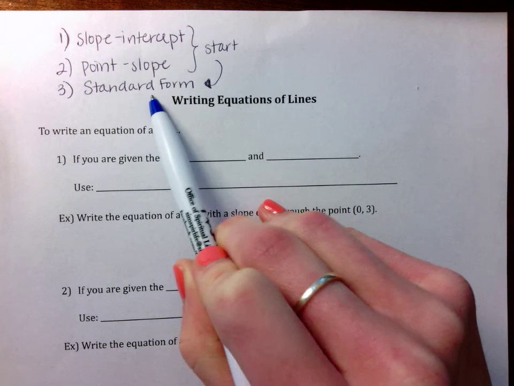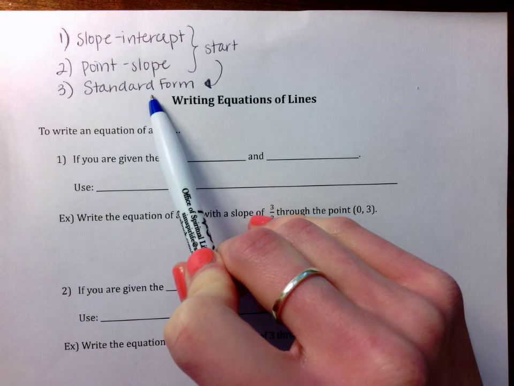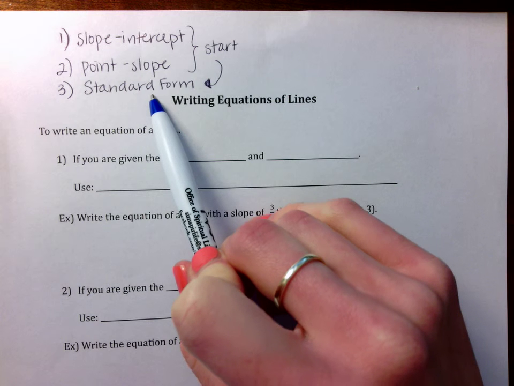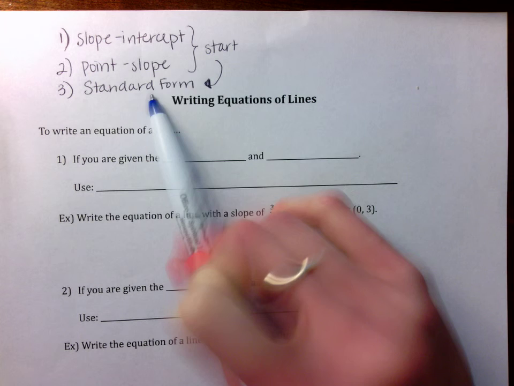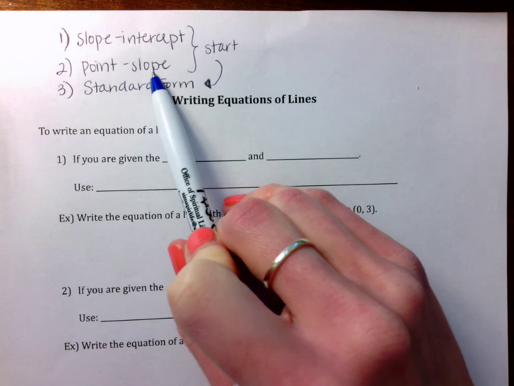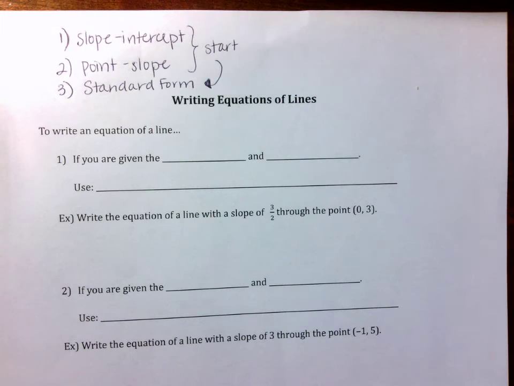However, standard form is helpful in Algebra 2 when you get there for solving systems of equations. We will review at the bottom how to put things in standard form once you have them in one of these other two, but it's really not going to play a big part in geometry. Okay, so to write an equation of a line, there's a couple different situations that can happen, and depending on what information you're given, you should use a different pathway to write the equation.